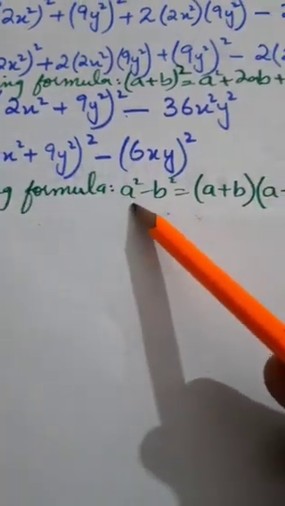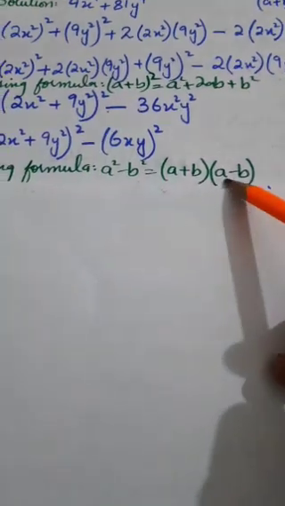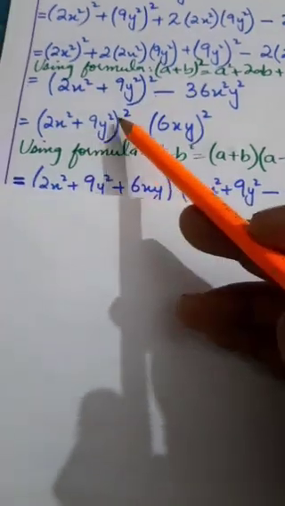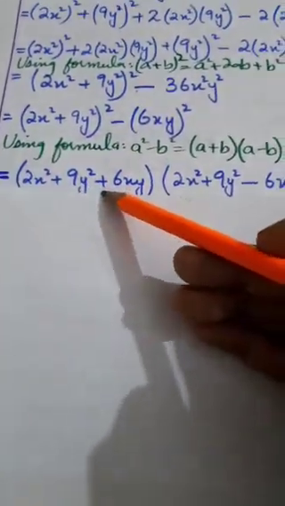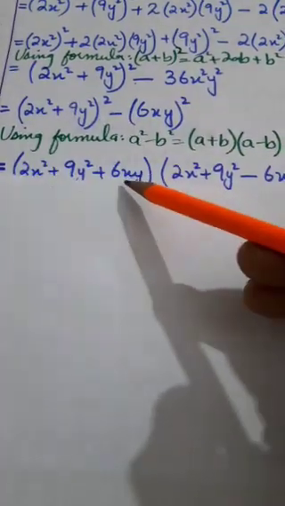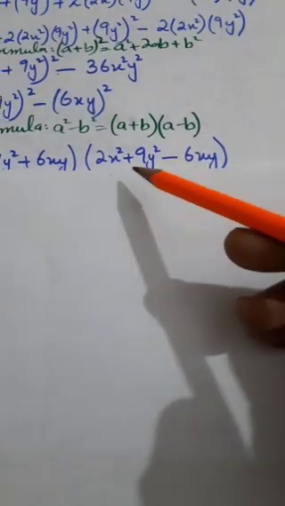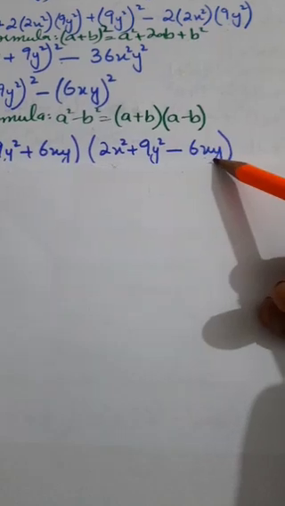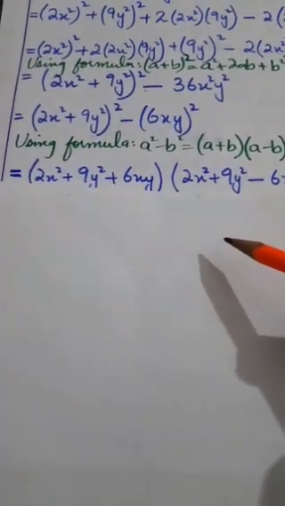So we use the formula a square minus b square equals (a plus b) into (a minus b). Now what we do, girls, is write the first term as it is, that is 2x square plus 9y square, plus 6xy in the second bracket, and in the next bracket we write the a term and then minus the b term, 6xy. So girls, this is the answer of the first part.